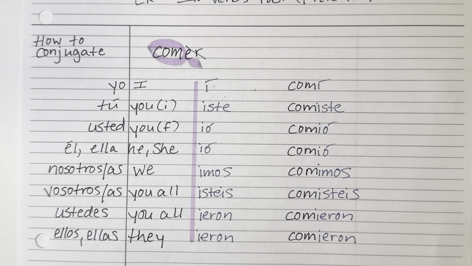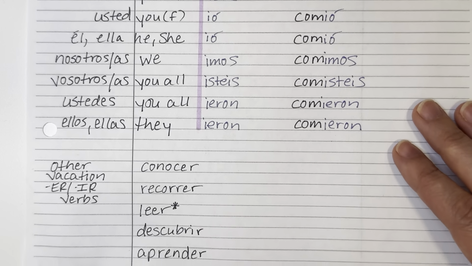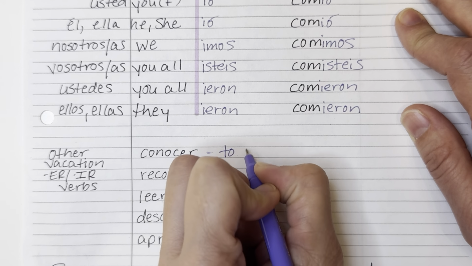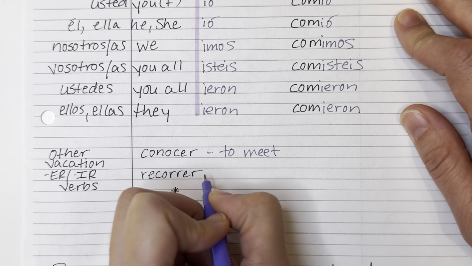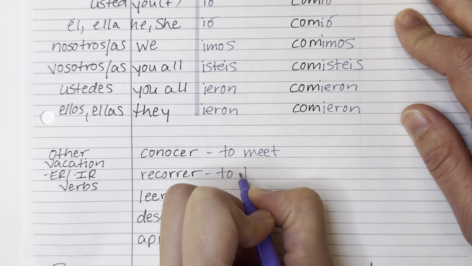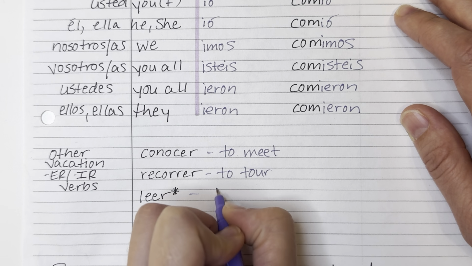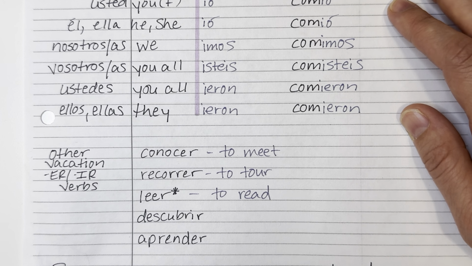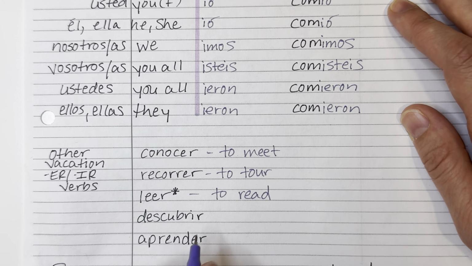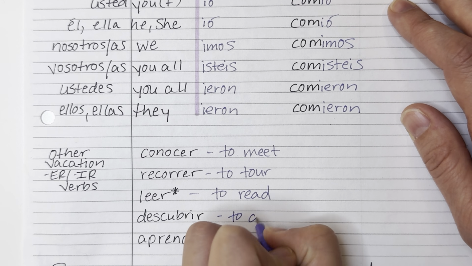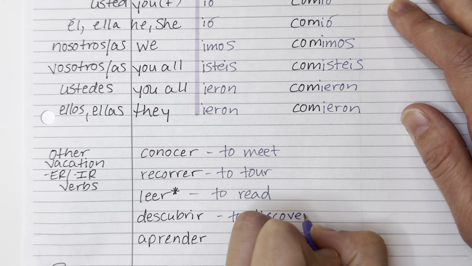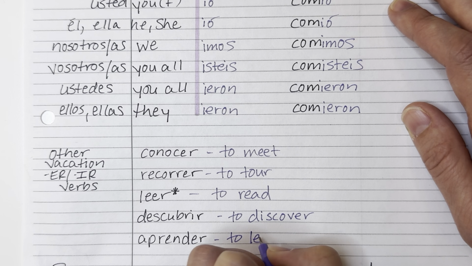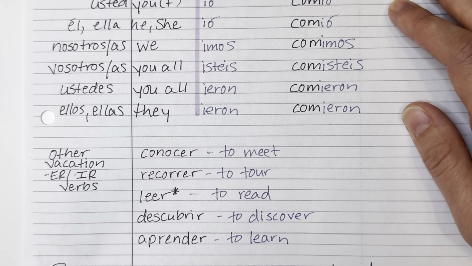All right, so let's look at some other ER and IR words you would use to talk about your vacation. We have conocer, to meet. Recorrer means to travel or to tour around. All right. Leer, to read. Maybe you read a book on the beach, for example, or you read while you were on the plane. Descubrir is to discover. Maybe you discovered a really great place or a beautiful beach. And aprender is to learn. Traveling is a great way to learn about other cultures and other places.